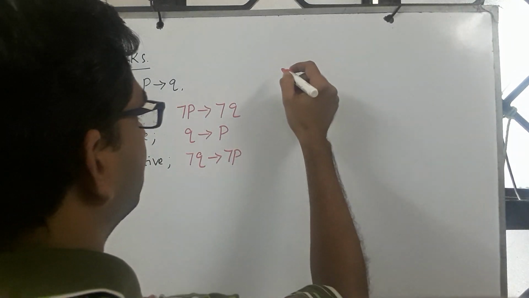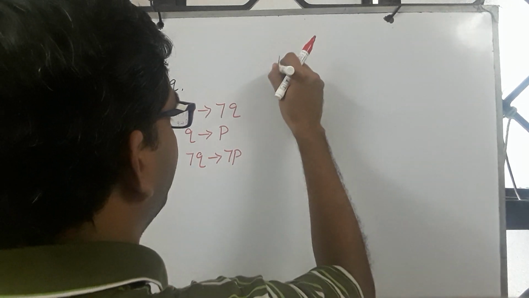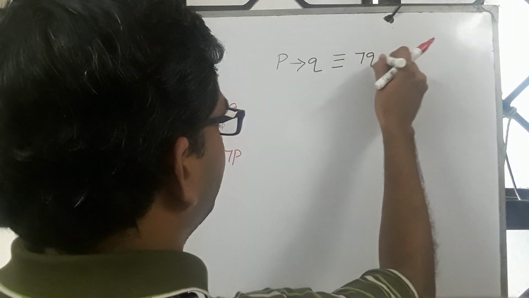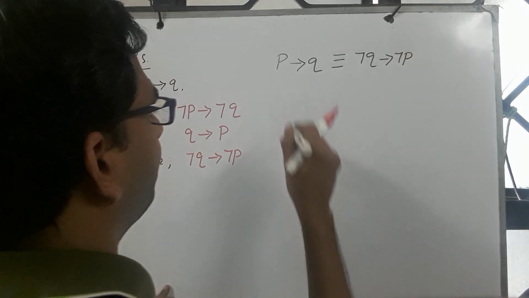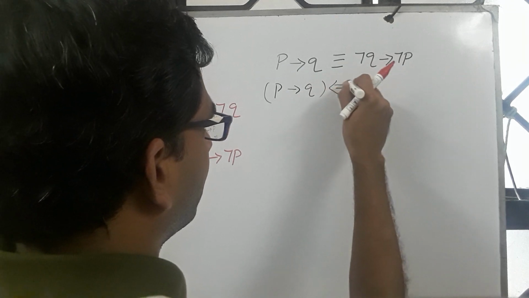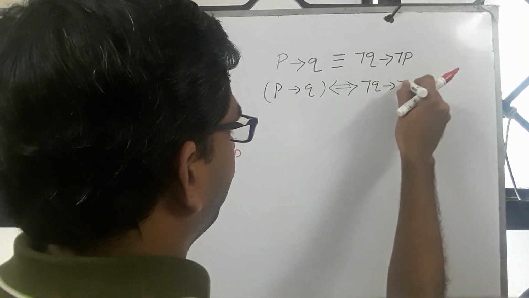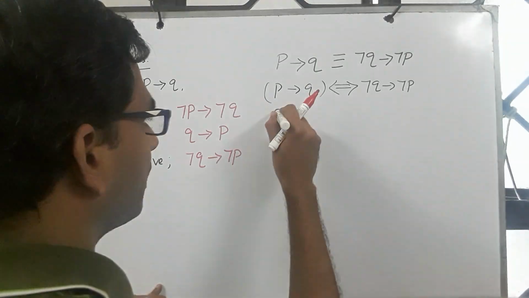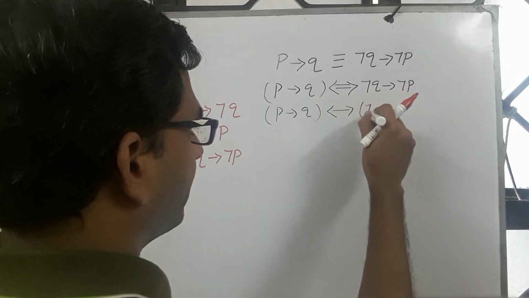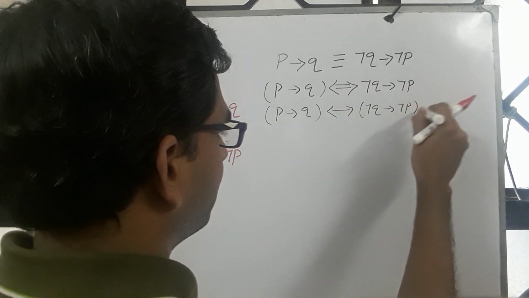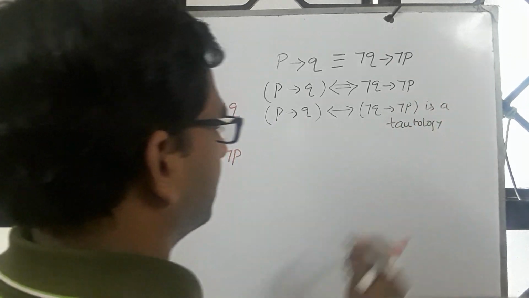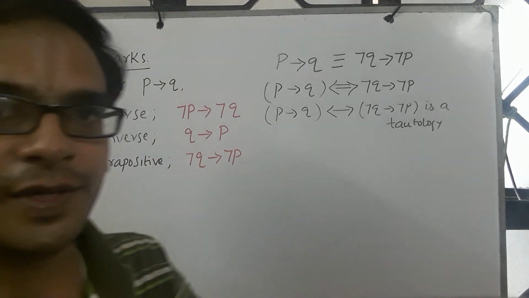And let's justify. So what am I saying? P imply Q is equivalent to negation Q imply negation P, or P imply Q biconditional negation Q imply negation P is a tautology. We shall justify this now.